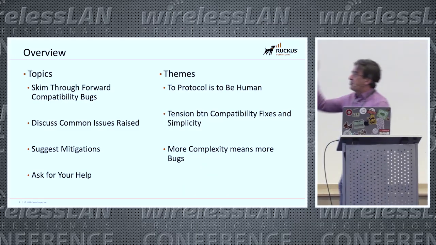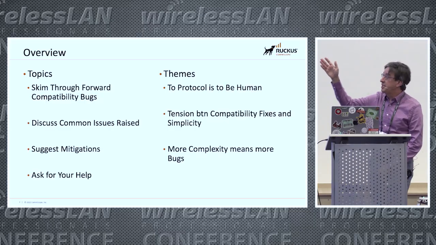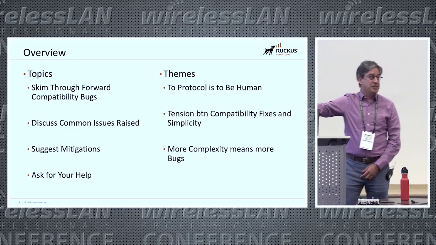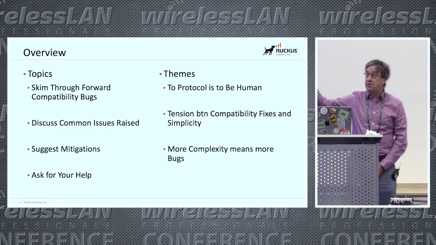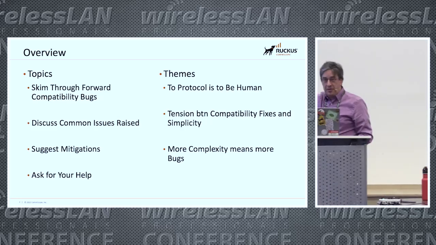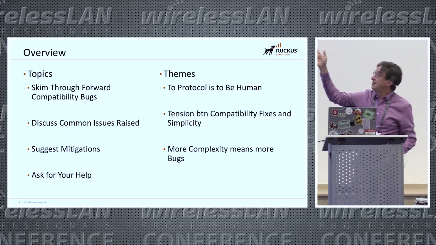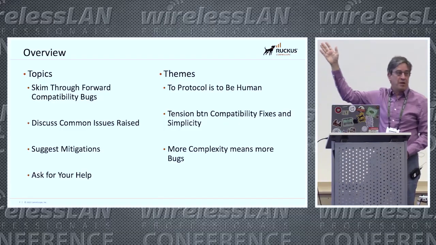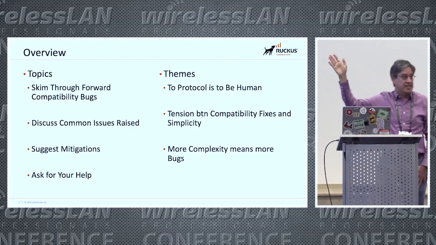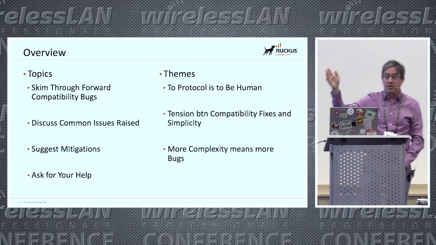I'm going to skim through some forward compatibility bugs. I'm going to discuss the common issues that they raise. I'm going to suggest mitigations for those issues, and then I'm going to ask for your help in getting those mitigations into the ecosystem, right? The themes of this talk are that to protocol is to be human, right? With all the foibles that exist in that. There's a tension between compatibility fixes and simplicity, and more complexity means more bugs.